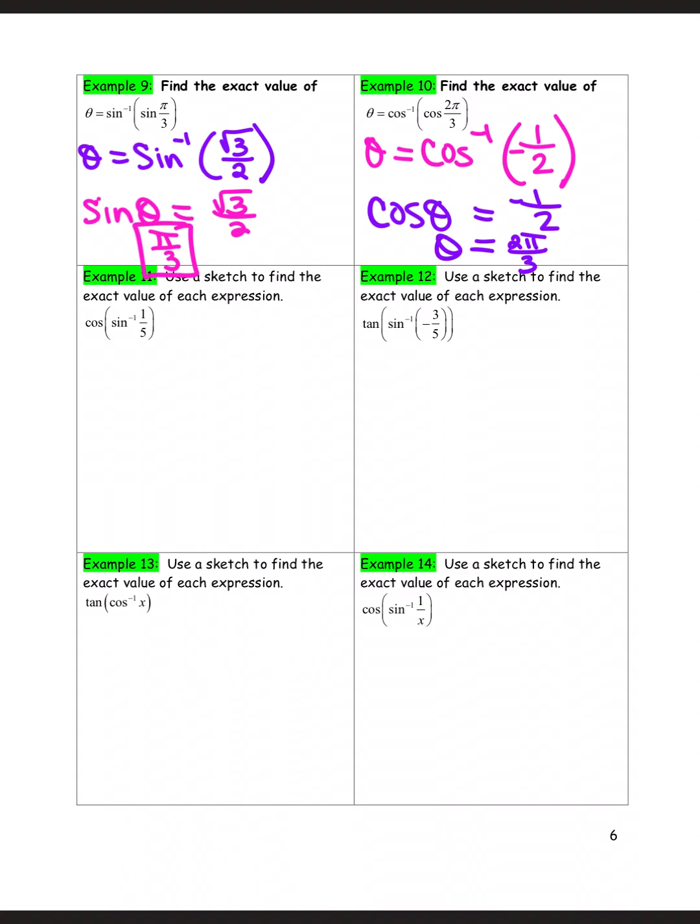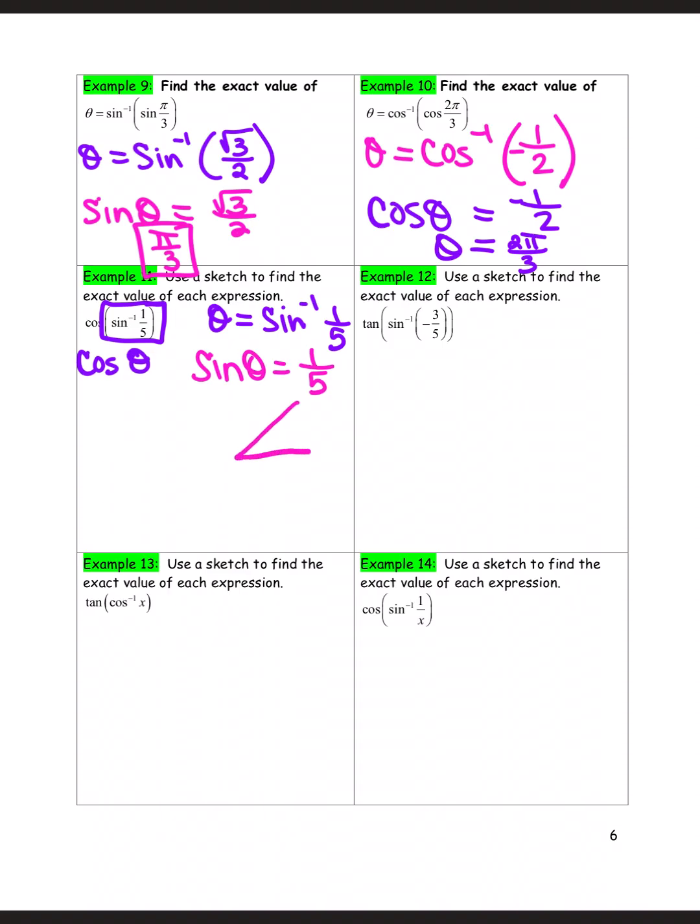Example 11, use a sketch to find the exact value of each expression. So first of all, we're going to substitute the inside function. So we have cosine of theta. So I'm letting theta equal the inverse sine of 1/5. So therefore we know that sine of theta equals 1/5. And I'm going to basically draw a triangle. We have that sine of theta is opposite over hypotenuse.